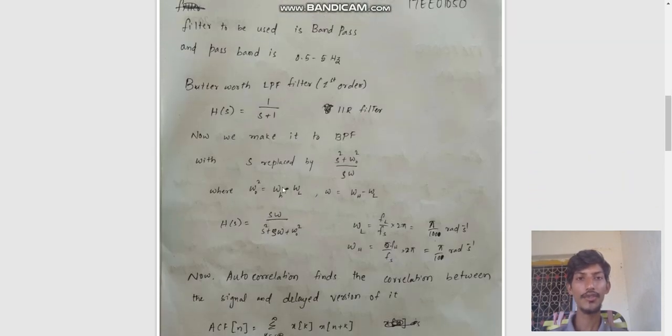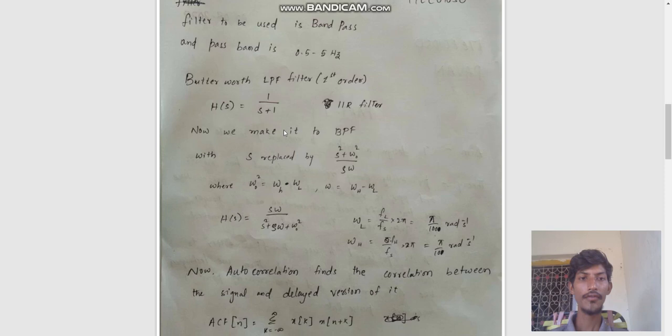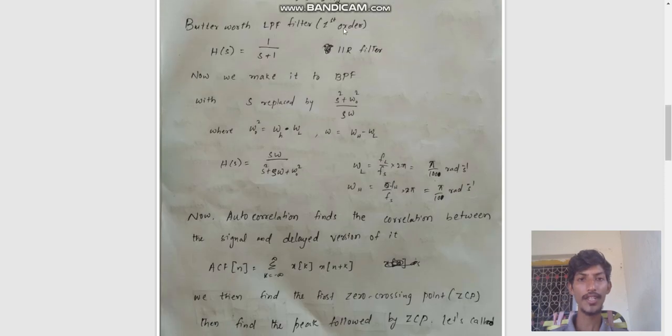So the filter we are using here is a band pass, and the band to be passed is 0.5 to 5 Hz. We take a Butterworth low pass filter of first order which has the transfer function 1 by s plus 1. Now when we have to make it into a band pass filter, we replace s by (s square plus omega naught square) by s omega, where omega naught square and omega are defined as below.